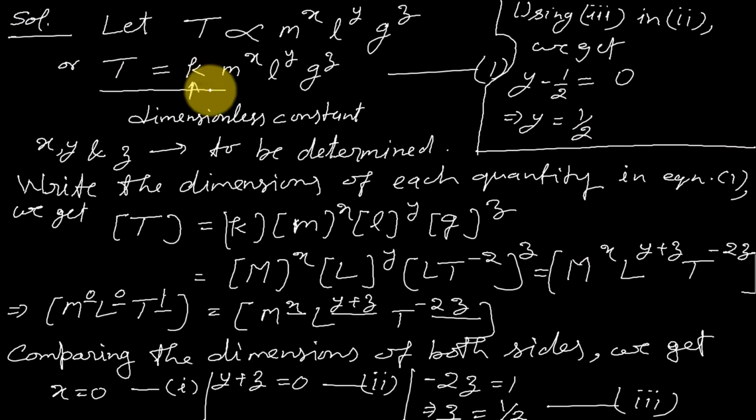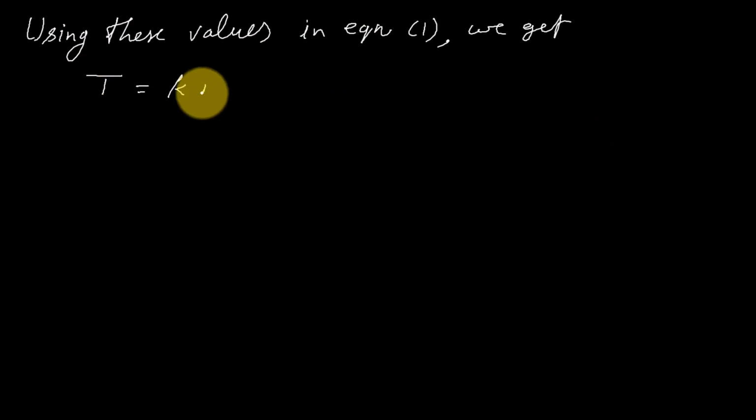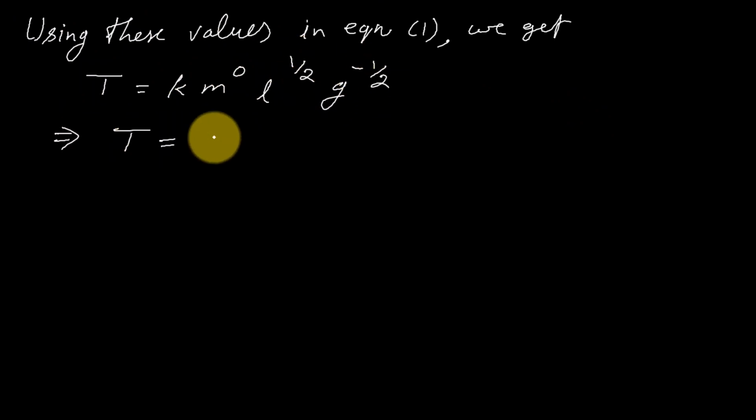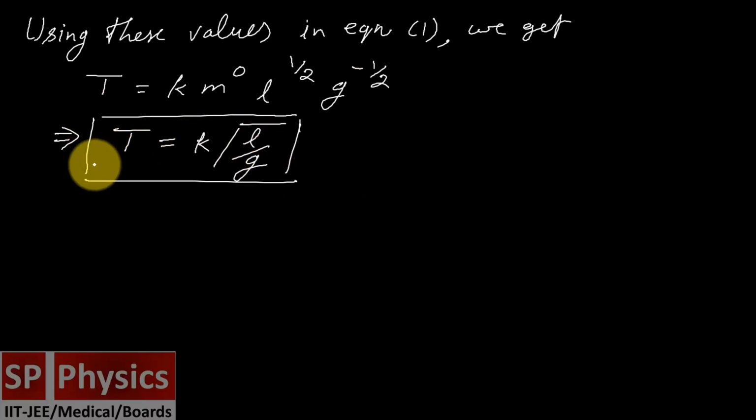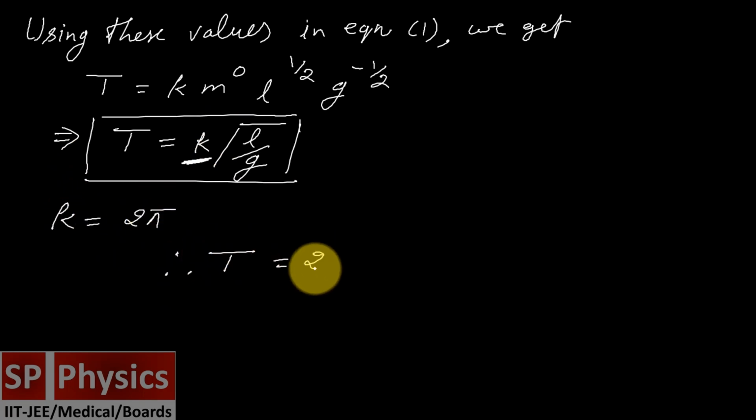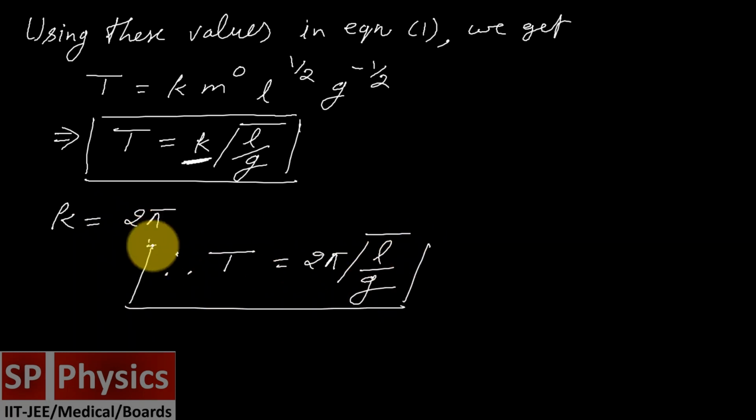Using these values in equation 1, we get T is equal to k m^0 l^(1/2) g^(-1/2). That is, T is equal to k square root of l upon g. This is your required expression for the time period of a simple pendulum. This analysis will not yield the value of k, but we have found that the period does not depend on the mass. A derivation in terms of forces acting on the bob shows that k is equal to 2π. Therefore, T is equal to 2π into square root of l upon g.